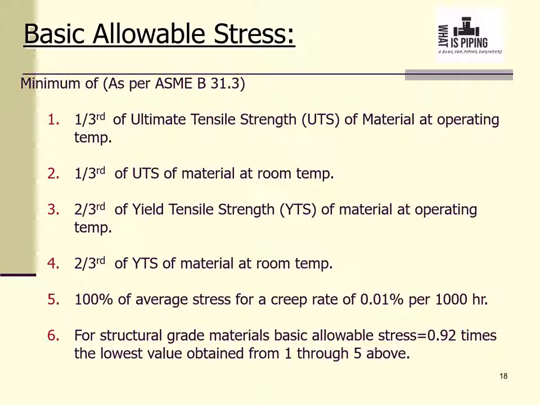materials, basic allowable stress is equal to 0.92 times of the lowest value obtained from 1 through 5 hours. So code calculates all these values and chooses the minimum of these values, and we directly get it in table C1 or table C1M.